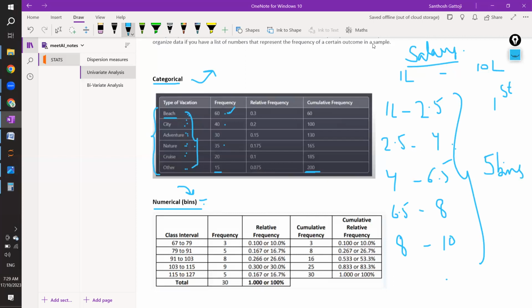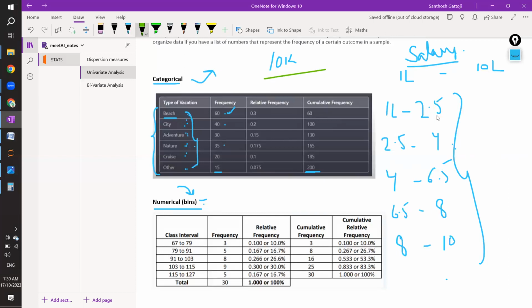Even in a company, if you're having, for example, 10,000 people, for each salary I can check which bin it falls into. Agree? I can accordingly put each person into one of these 5 bins. Simply I can do that. Then I will get some count.